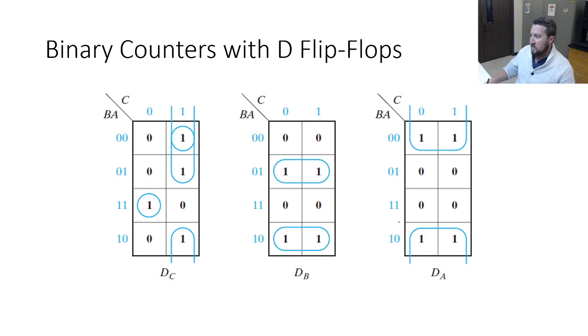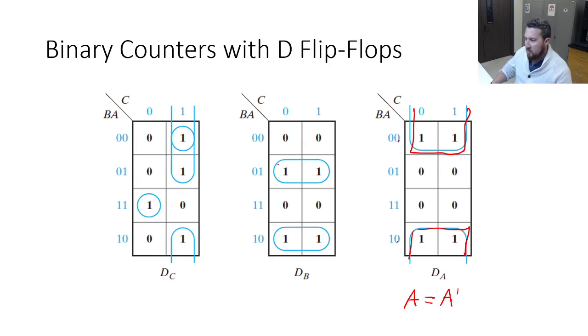So let's start over with DA because it's the easiest, right? We're just going to create a group of 4 right here, and we'll see that A is just equal to what? 0 and 0. A plus is equal to A prime. We're going to get that toggling effect on A that we need for our counter. So that's kind of to be expected.